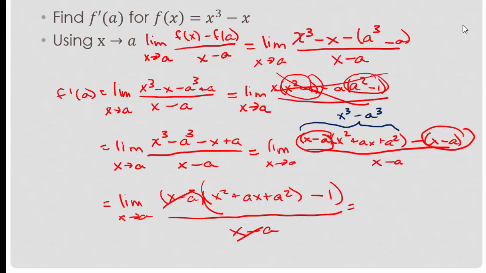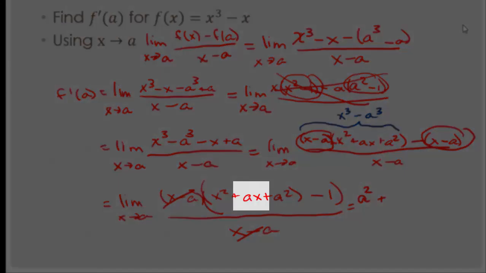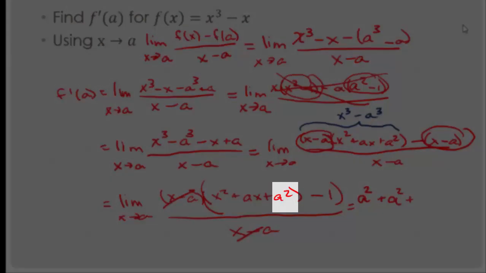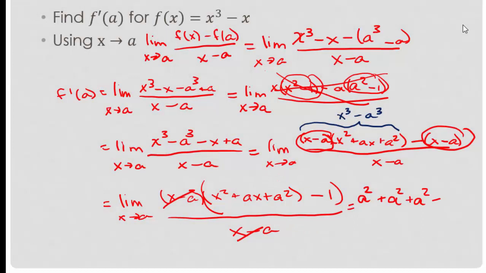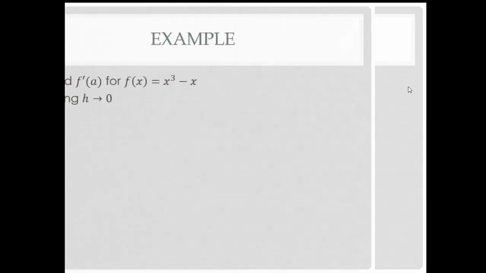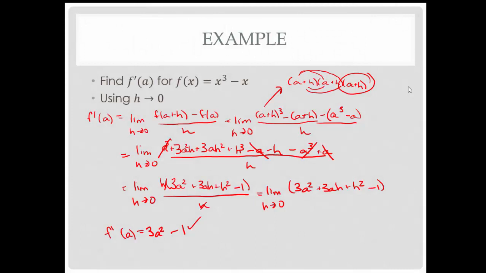So instead of x squared, we write a squared. When we plug in a for x in the second term, instead of a times x, we get a times a, also known as a squared. There is no x to plug in for here, so it stays a squared. And then we have minus 1. And when you combine those together, you get 3a squared minus 1. Which if you compare that to the previous example, it's the exact same thing we got.